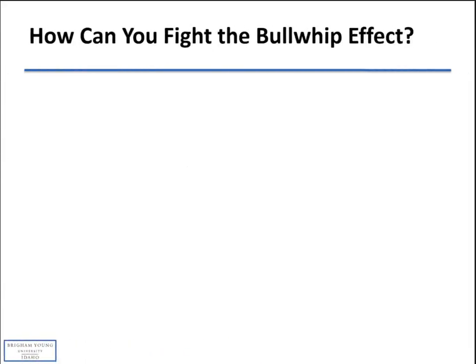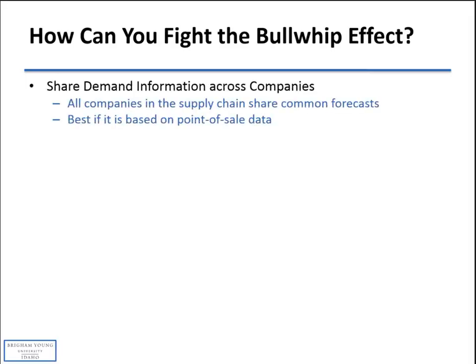Now, what can you do to fight the bullwhip effect? There's a number of things that can be done. Probably the best way to fight the bullwhip effect is to have all companies in the supply chain share demand information. In the root beer game, the wholesaler, distributor, and factory were unable to see what the consumer was ordering from the retailer. But if the retailer is able to share that demand information with its upstream supply chain partners, then those partners can more proactively plan to meet demand without building up an excess of inventory.